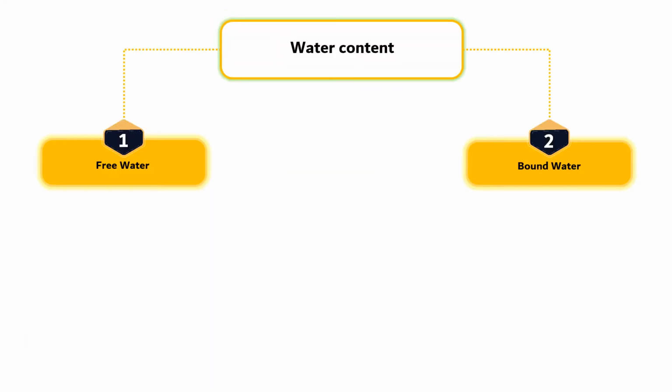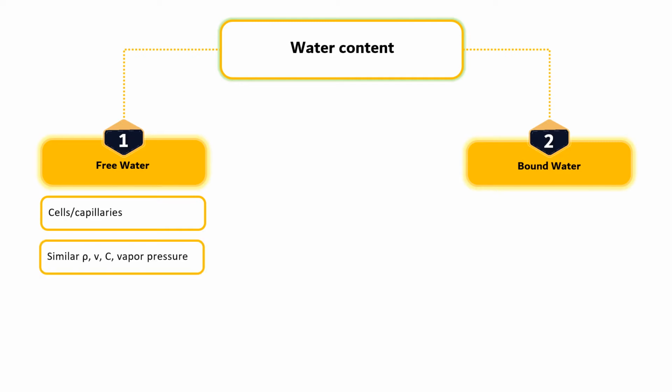Water in most biological materials is present in two forms, free water and bound water. Free water is that held in spaces between cells or in capillaries of porous precipitates. It has the same density, viscosity, heat capacity, and vapor pressure as bulk water. Free water can flow within solid materials and can be drawn by capillarity at the solid surface.